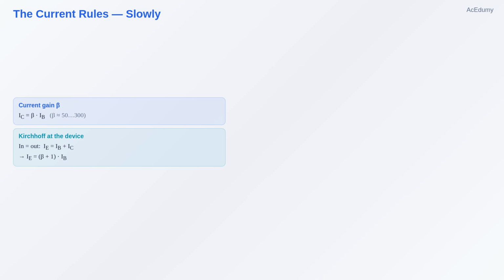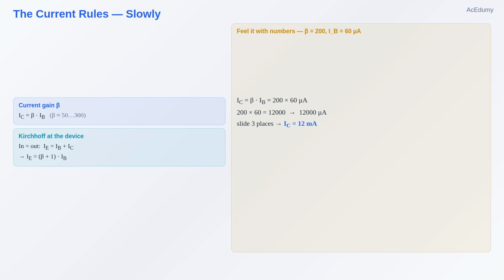Now, where do these currents go? Into the device flow I sub B and I sub C, and everything that flows in must flow out, through the emitter. So I sub E equals I sub B plus I sub C. That is just Kirchhoff's current law. Substitute I sub C. I sub E equals I sub B plus beta times I sub B, which is beta plus 1 times I sub B.